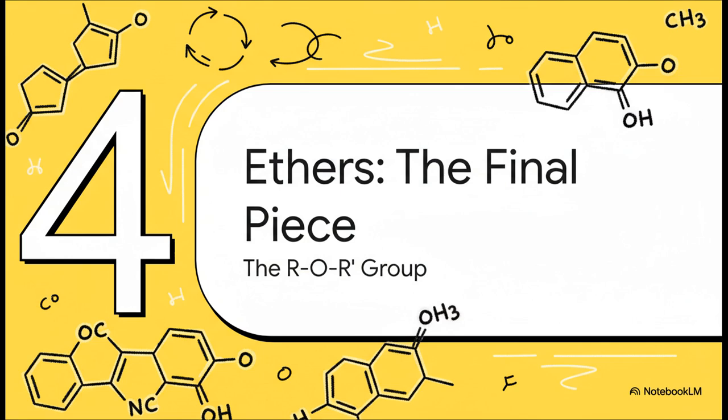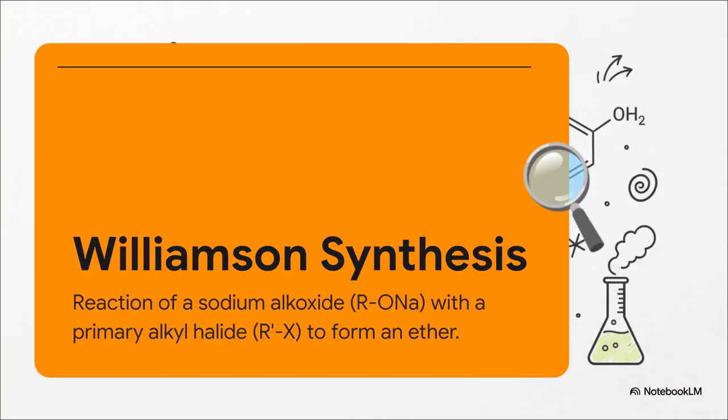And now for the final piece of our puzzle: ethers. Now, they might seem a little sleepy compared to alcohols and phenols, but don't underestimate them. They've got some very important and kind of tricky chemistry of their own. When you think, how do I make an ether, your brain should immediately scream Williamson synthesis. Seriously, just burn that name into your memory. It's an SN2 reaction, and it's your number one go-to tool for making pretty much any ether you want.